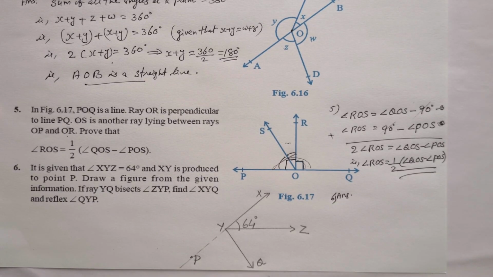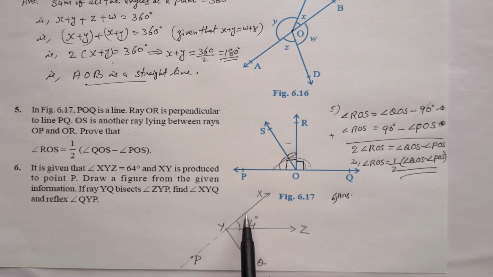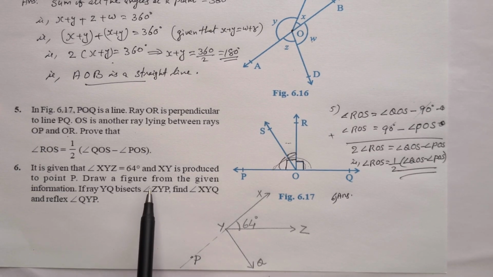Question number 6. It is given that angle XYZ is equal to 64 degrees. XY produced to a point P. Draw the figure. So we will get a straight line in the same way, and this angle is 64 degrees. And after that, draw a figure from the given information.